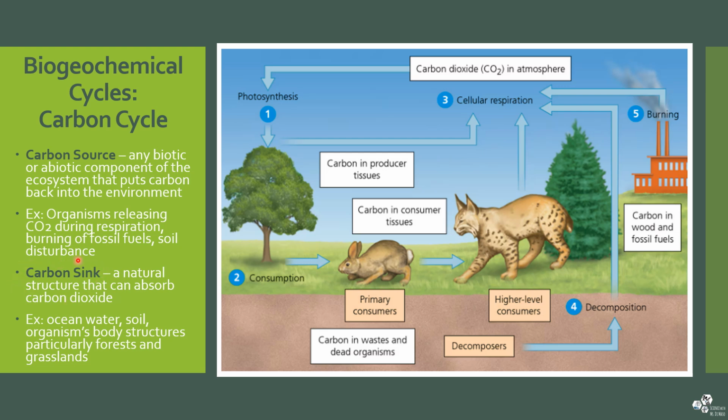But luckily, we also have carbon sinks. These are natural structures that can absorb carbon dioxide. Things like the ocean and bodies of water, those are big sinks where they absorb carbon dioxide. The soil, as I just mentioned. Building up the actual physical bodies of living things is taking carbon dioxide from the atmosphere to build the structure of their bodies. So living organisms, particularly forests and grasslands with a lot of producers, take a lot of carbon and sink it into their bodies.